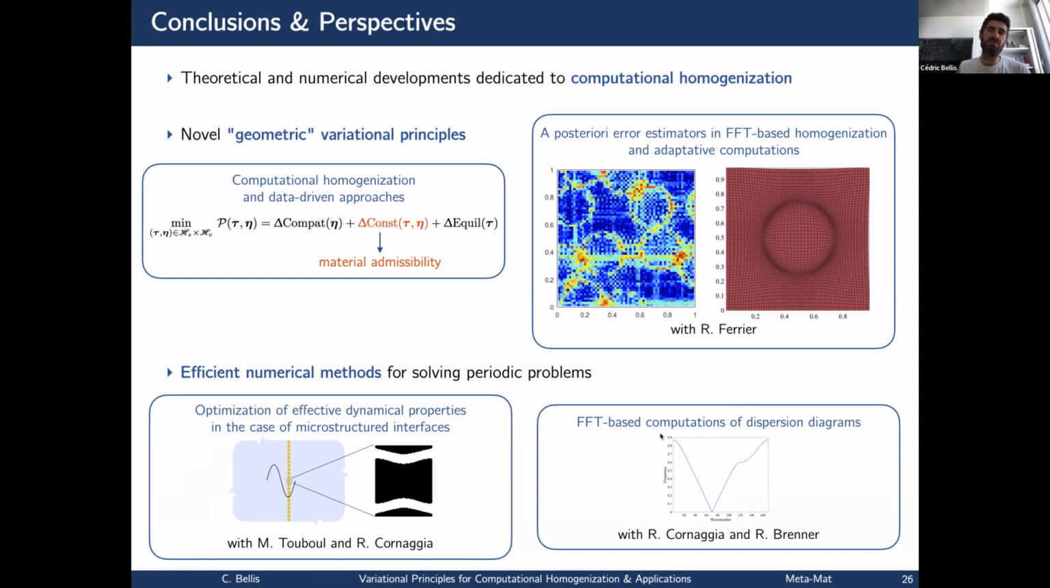So this is a methodology that has been known for a long time in the photonic community, but I don't think it is known as well in the elastic and acoustic community. The idea is to have a fully integrated approach, starting from the characterization of a periodic microstructure to the computation of the effective parameters, and then to the optimization of these microstructures.